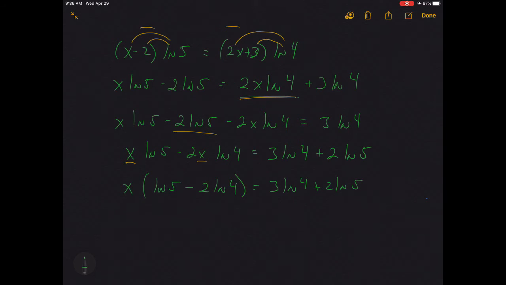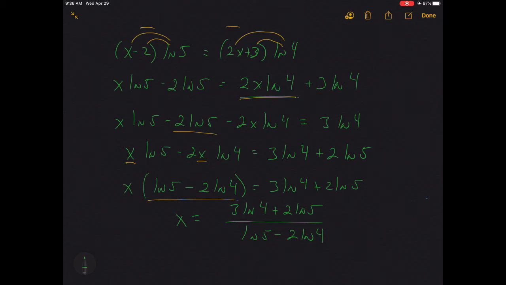The only step that I have left to do now in order to solve this for x is to divide everything by this on both sides. So now we're going to have that x equals 3 ln of 4 plus 2 ln of 5 over the ln of 5 minus 2 ln of 4. Okay, that is an exact answer.